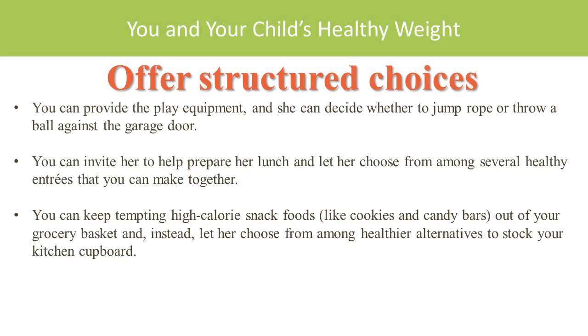It means eliminating as many temptations as possible, but giving your child choices when you can. On the next slide, you'll see some examples. You can provide the play equipment, and he can decide whether to jump rope or throw a ball against the garage door. You can invite him to help prepare his lunch and then let him choose from among several healthy entrees that you can make together. You can keep tempting high-calorie snack foods like cookies and candy bars out of your grocery basket, and instead let him choose from among healthy alternatives to stock your kitchen cupboard.